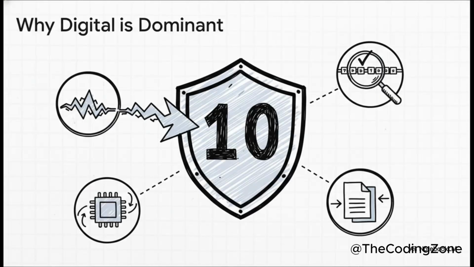So why is pretty much everything in our world digital now? Well, it all boils down to one word, reliability. Because a digital signal is only ever a 1 or a 0, it's incredibly tough. A little bit of electrical noise or interference isn't going to accidentally flip a 1 to a 0. This makes it super robust, easy to check for errors, and it means you can copy data a million times without it ever degrading. That right there is the foundation of the modern world.